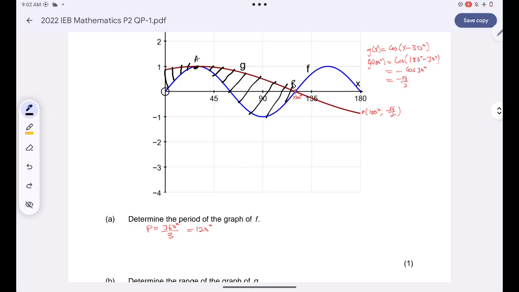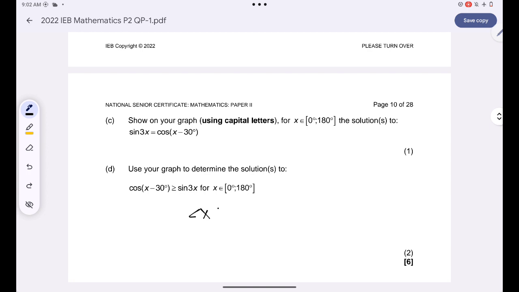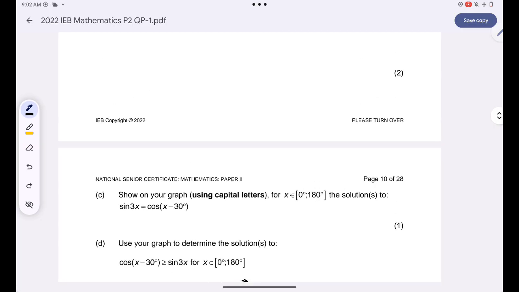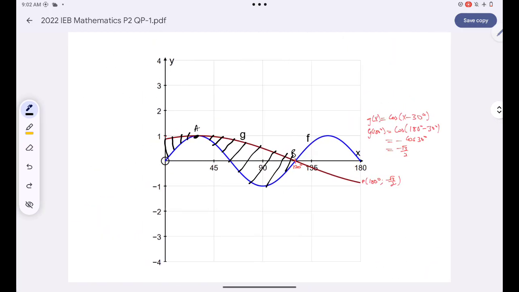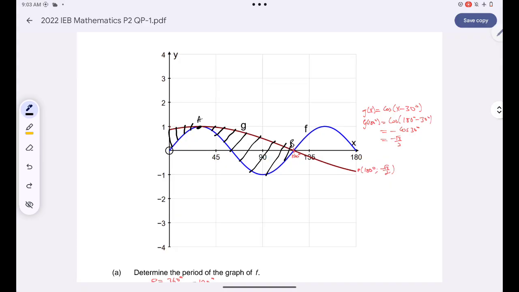Are you together? So this only happens when x is between 0 and 120. When x is between 0 and 120, the graph of g is above the graph of f, yes. That's how, guys, we would have tackled question 4. It was a short question, and I really hope that you did ace it.